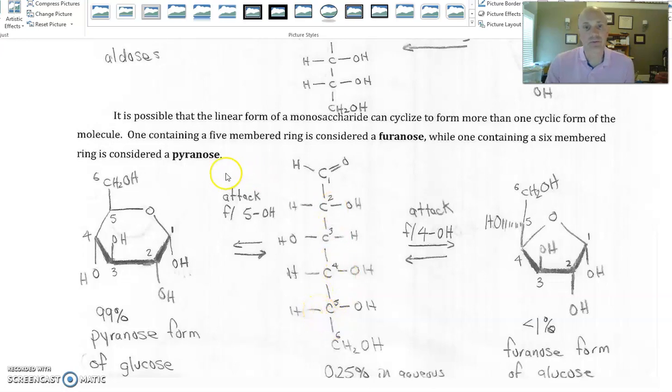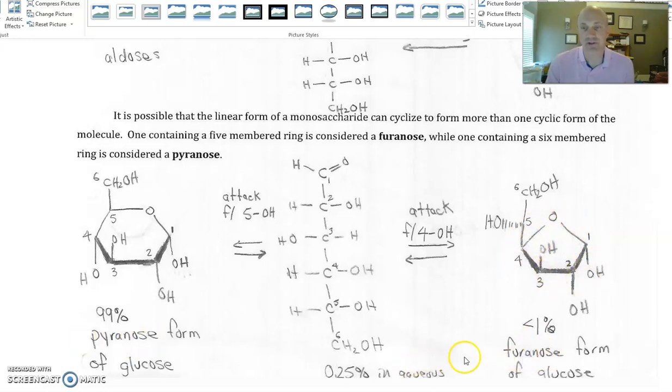So again, just following up from the end of the last video, most hexoses are capable of cyclizing in different manners. All right, so the most common cyclic form of glucose is the one shown right here, and monosaccharides that make a six-membered ring are what are called pyranoses. All right, so this is the pyranose form of glucose. And monosaccharides that make a five-membered ring are what are called furanoses.